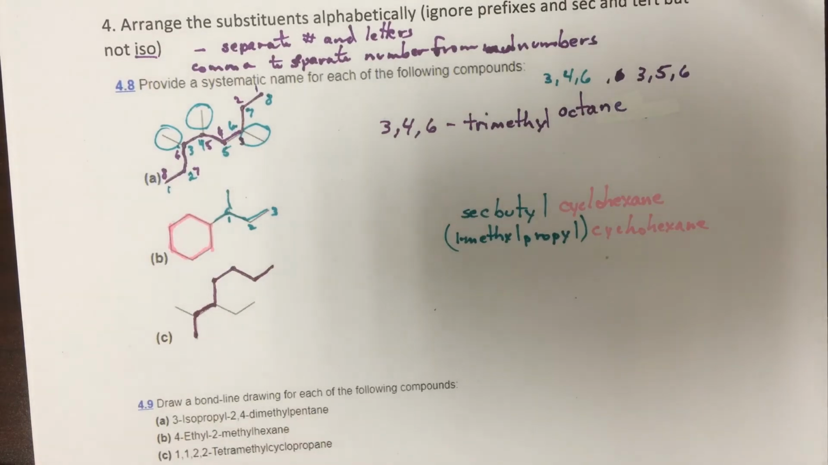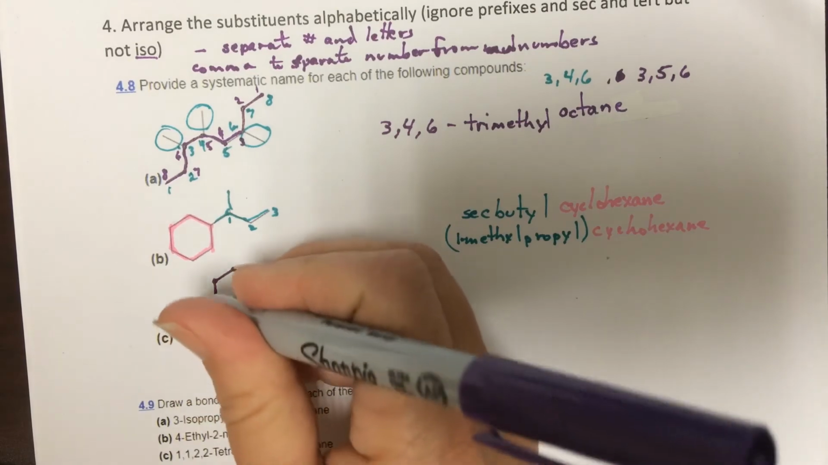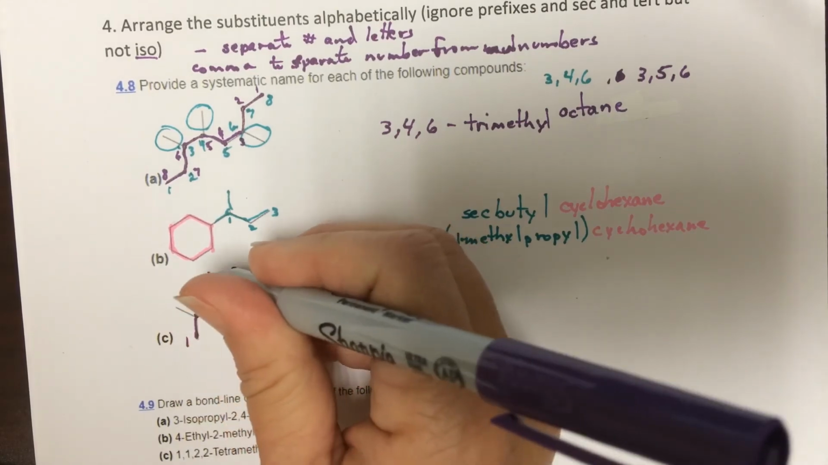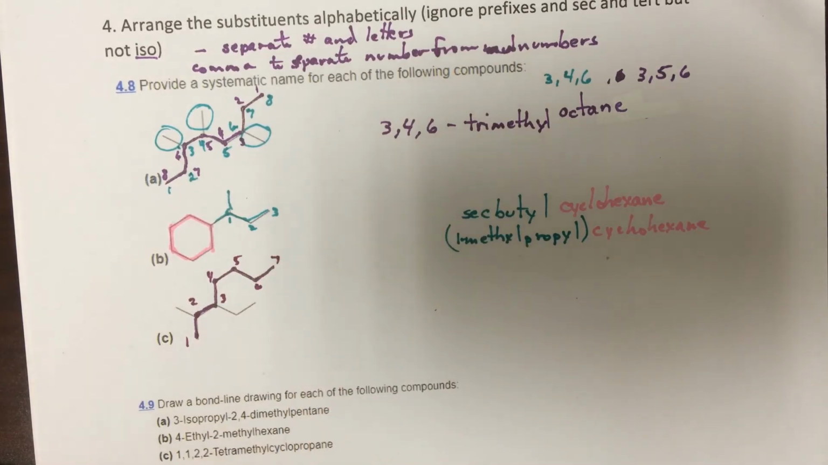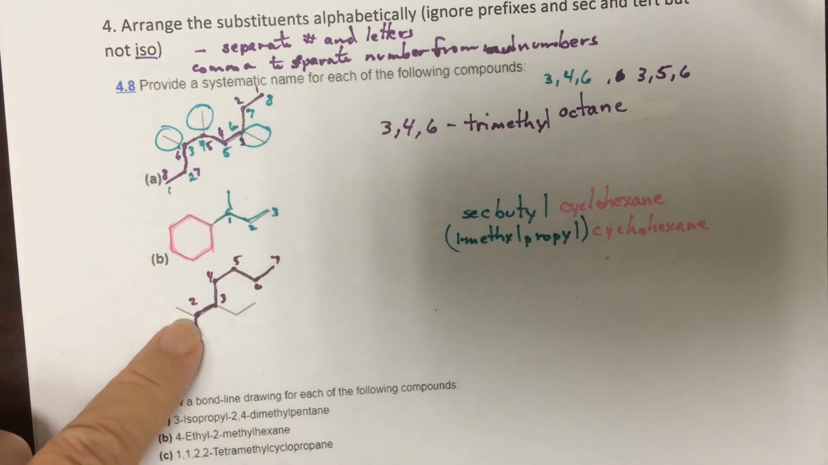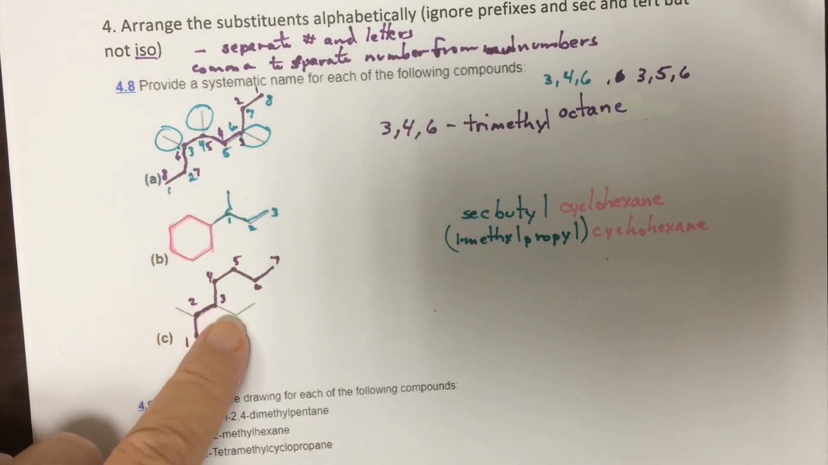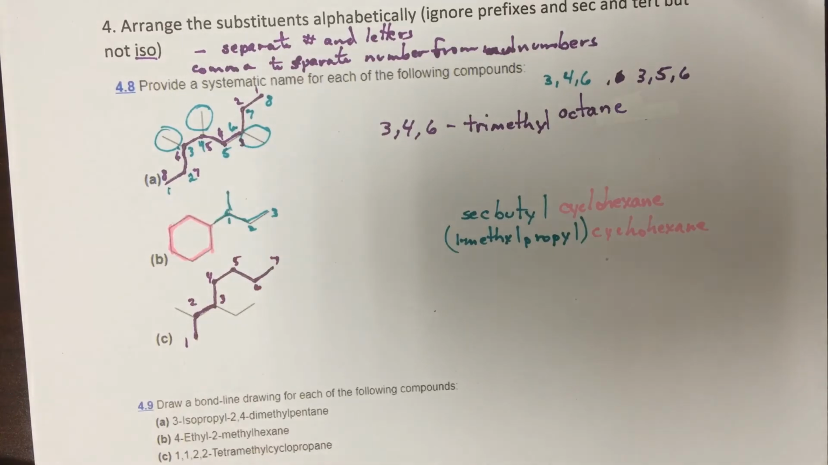We'll need to number this. We want to number it so the substituents get the lowest number. So we'll start here 1, 2, 3, 4, 5, 6, 7. So it's going to be a heptane. And we're going to have a methyl on the 2 carbon and an ethyl on the 3.